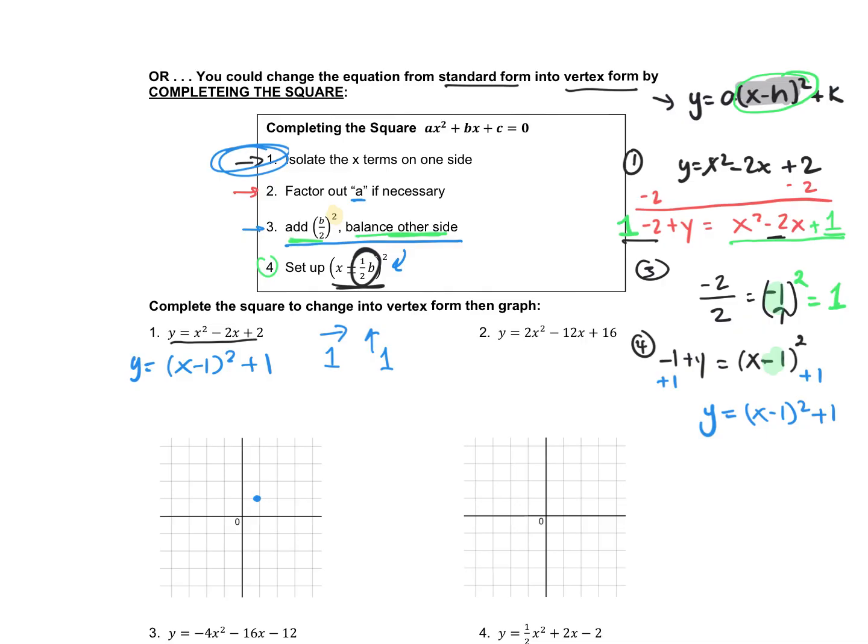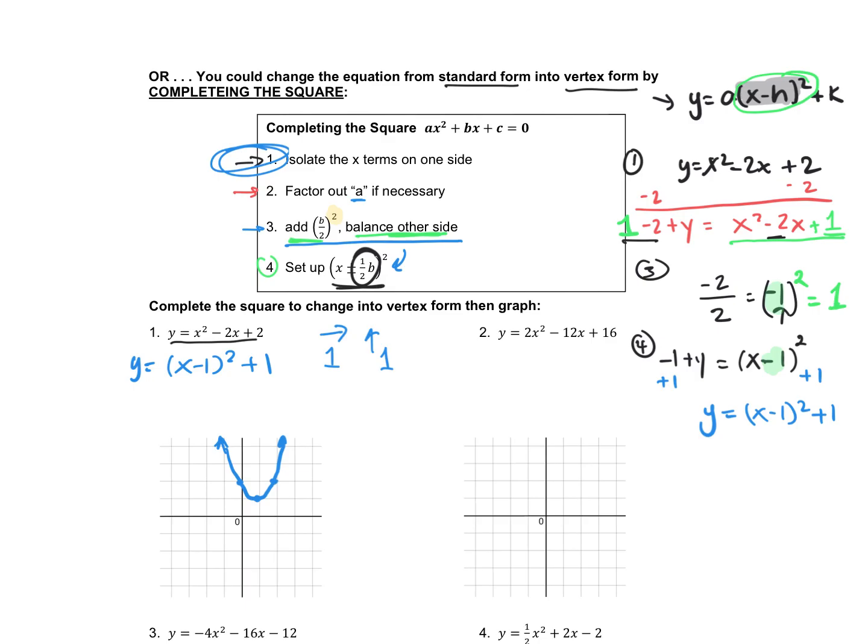That's our vertex. We know it opens up because A is positive and A is a 1, so we're going to go out 1 over 1, out 1 over 1. Okay? There's our nice little vertex with our graph.